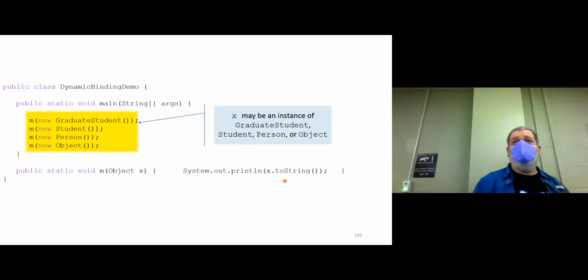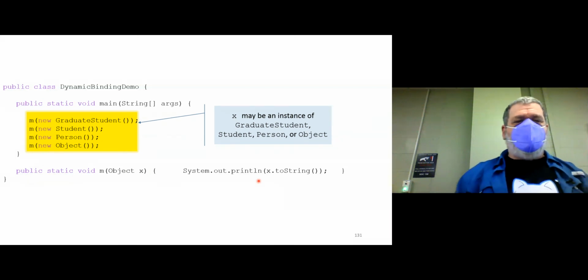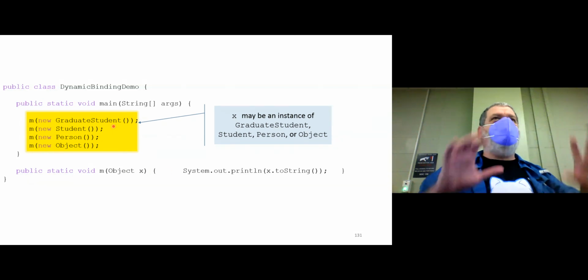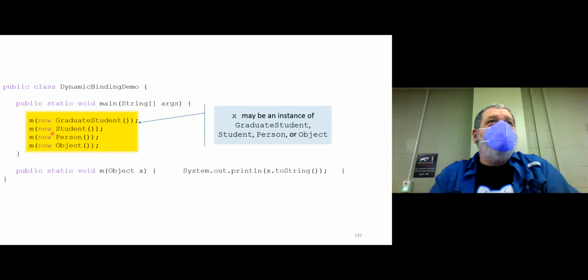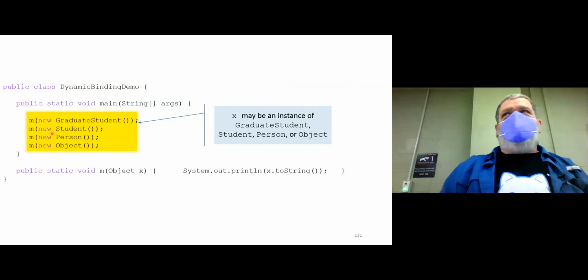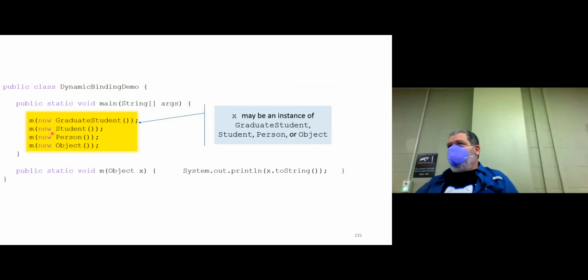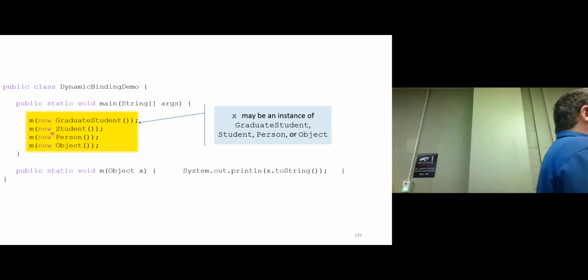Here's what I do, for example, in the main to test this out. I call the method M several times. I'm using that little class hierarchy that I had on the previous slide. One time I call it on a graduate student, one time on a student, one time on a person, one time on an object of class Object. Never did that before, I don't think, creating an object of class Object. There's not much you can do with those, but in my example, at least it illustrates the point that you can even pass a reference to an object of class Object.